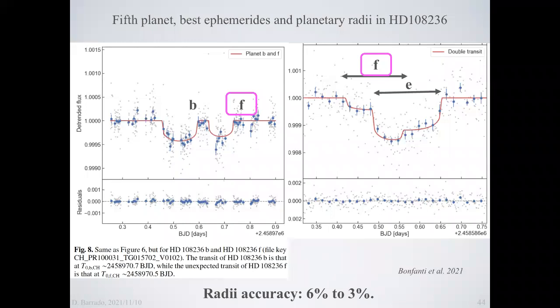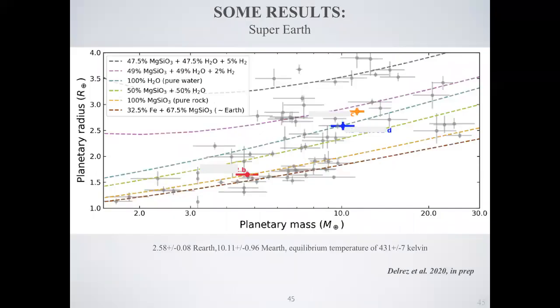And in this particular case, we were able to discover the F planet and to reduce the errors of the radii of each planet. So it's one of the goals that needs to be done. One of the tasks is to reduce the errors, or, for instance, to detect several super Earths around one of the stars that eventually is going to be studied.